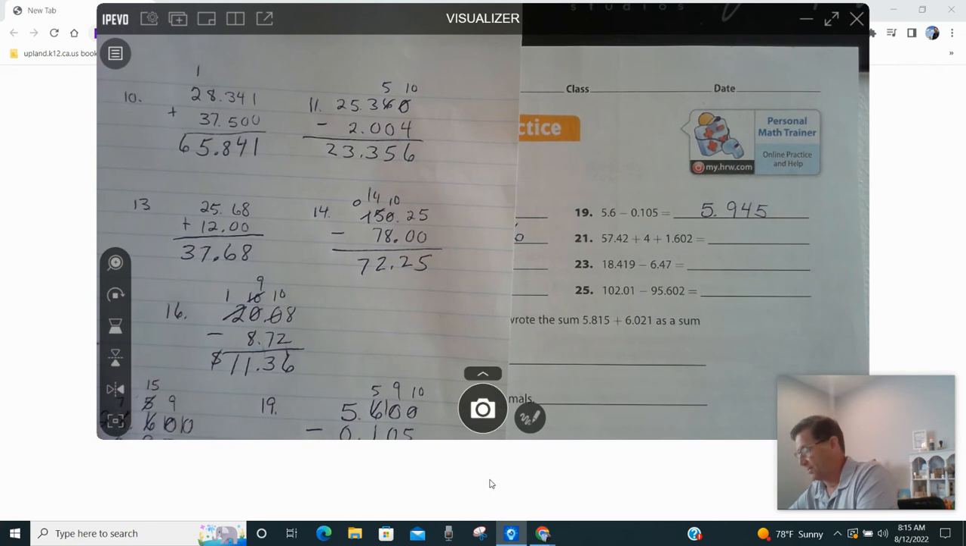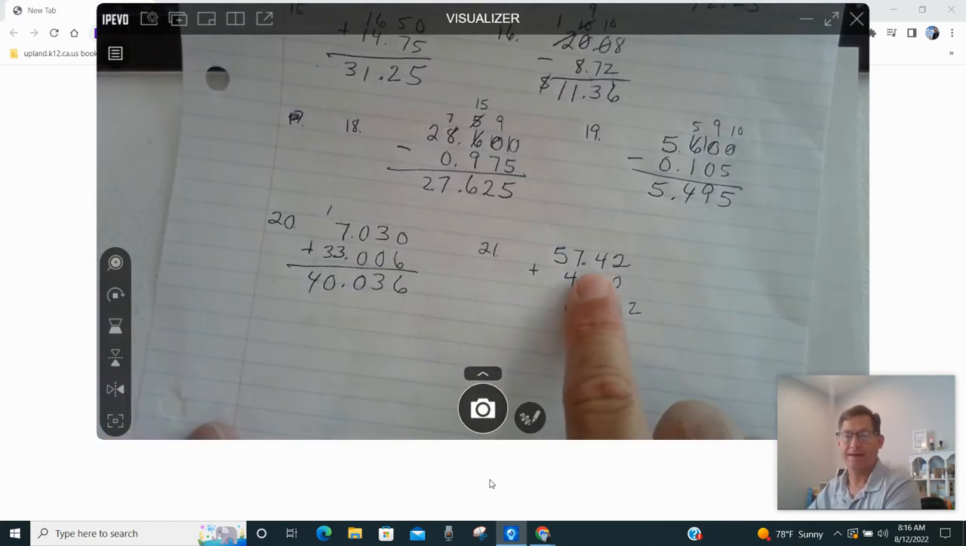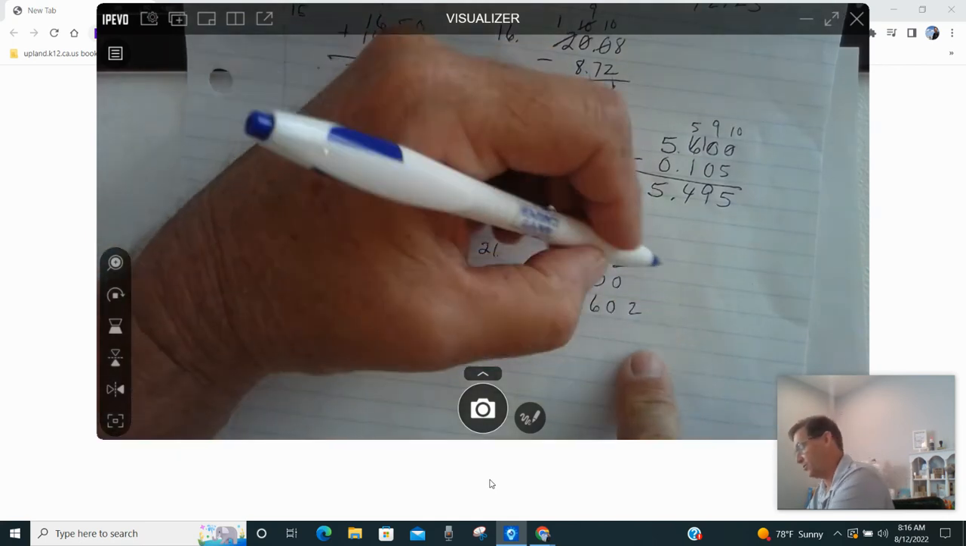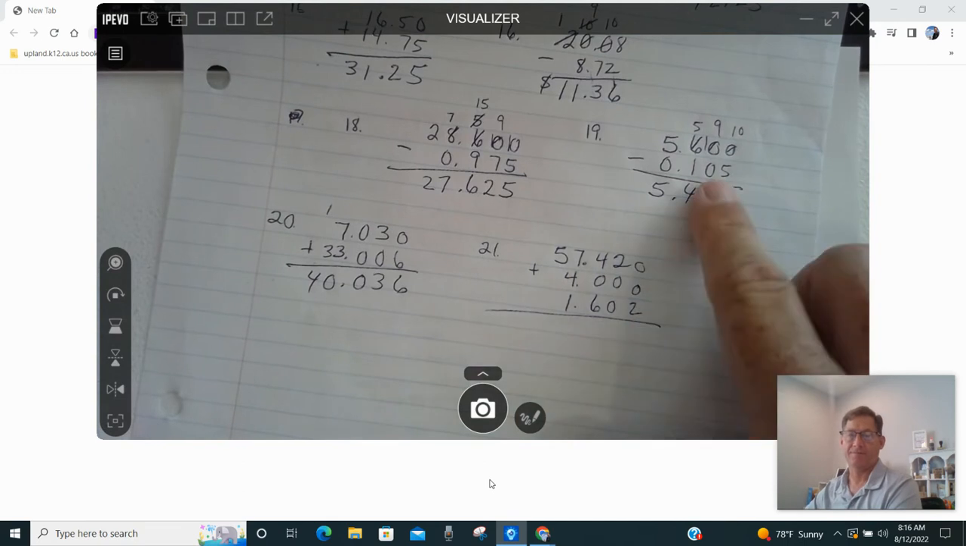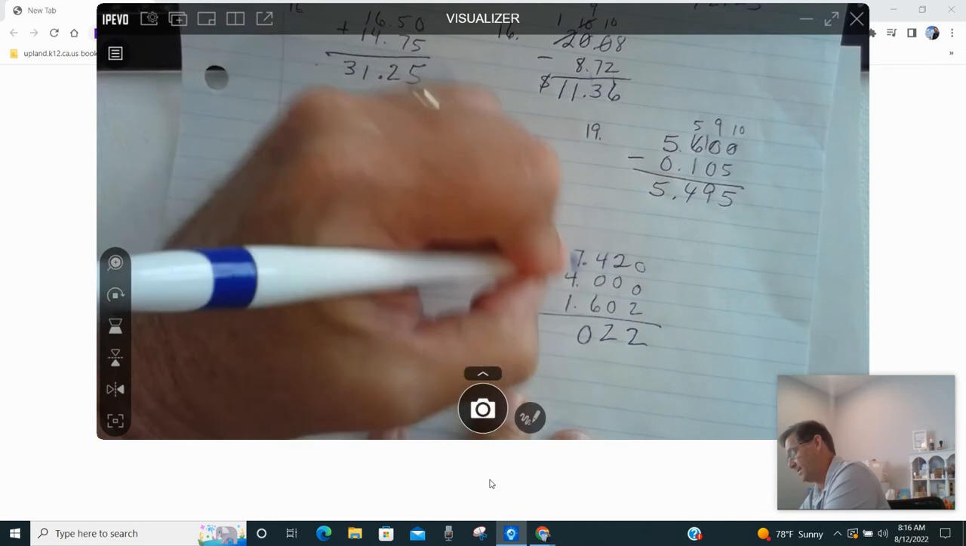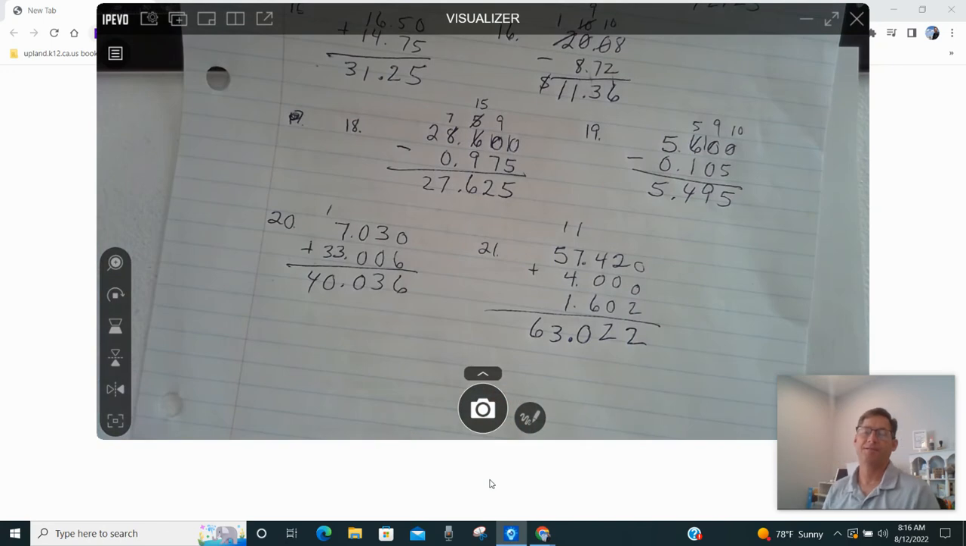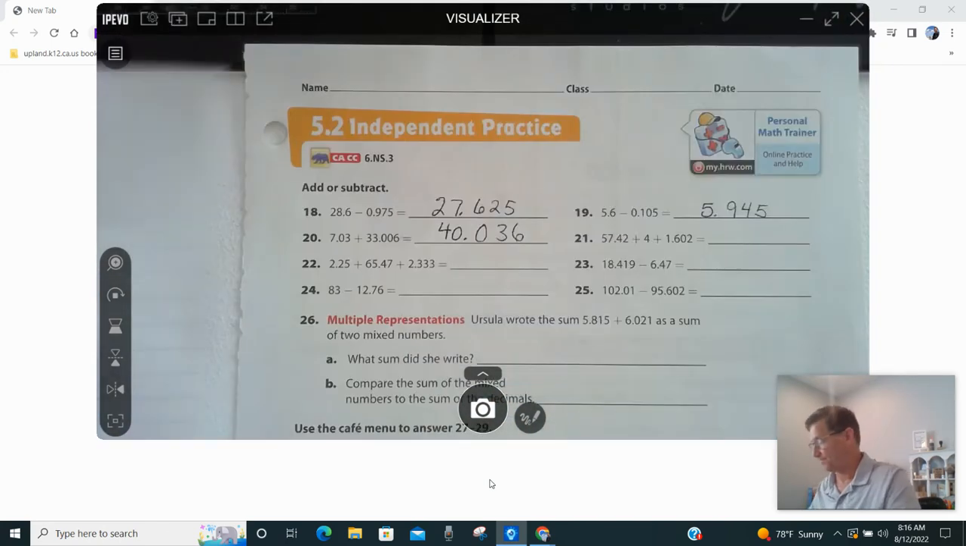Okay, 21, we have 3 values to add. 4, we know is 4.0, and 1.602. All right, so I added the decimal point after the 4. I've lined up all the decimal points, and I could put 2 placeholder zeros so we have the same number of digits. 2, 2, 10. Okay, so 63 and 22 thousandths.